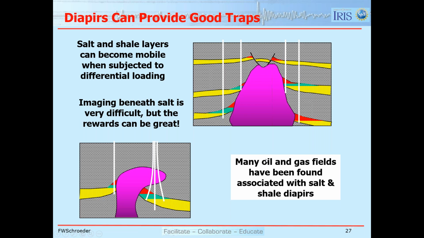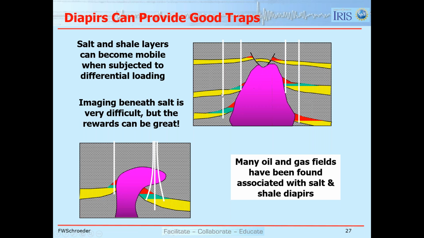Diapirs, salt diapirs or shale diapirs, are also places where we often find traps. The purple blob in the center here is meant to represent a salt dome. We can see some extensional type normal faulting above the salt dome top, and we can trap hydrocarbons associated with that type of collapse feature.